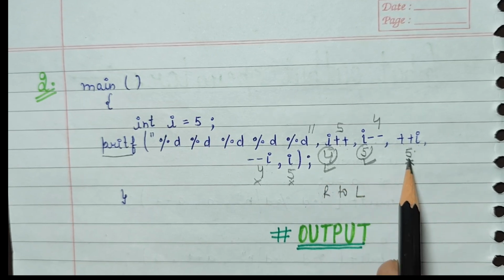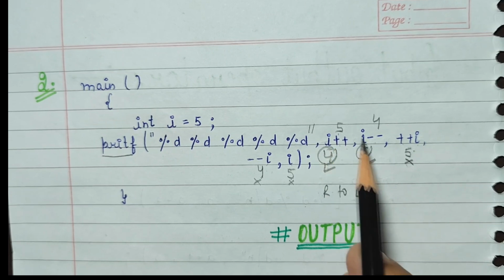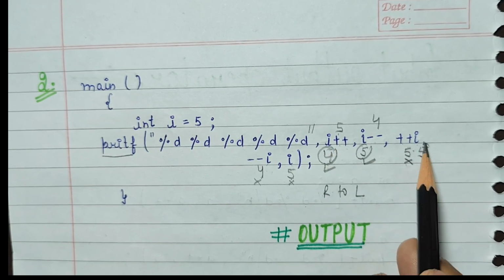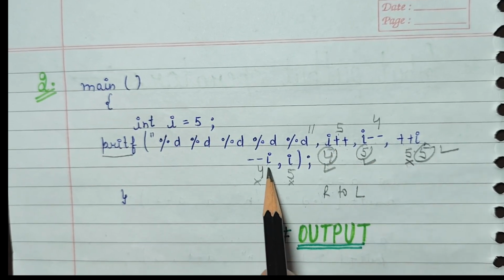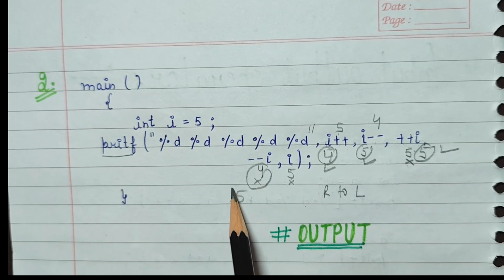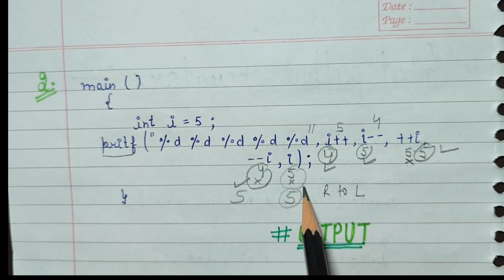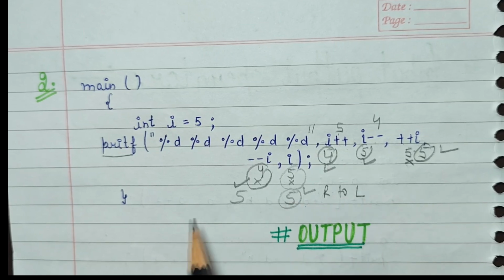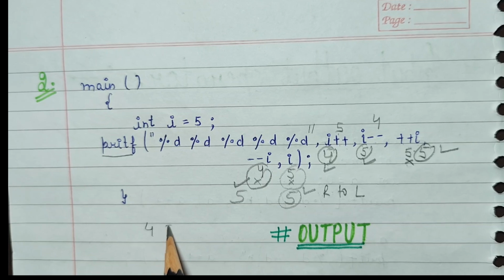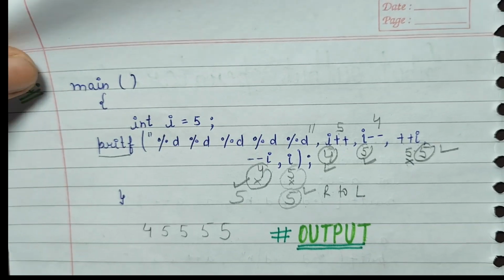Now here the final value is not assigned, so what value is assigned here? 5 is assigned here, final. Here what value is assigned? Here 5 is assigned. Here what value is assigned? Here 5 is assigned at the end. So what is the output? The output is 4, 5, 5, 5 and 5. This is our correct output.